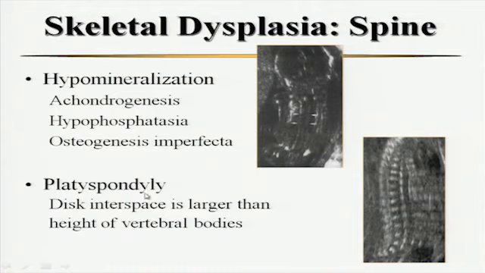Now the platyspondyly is when the disc interspace, so this space in between the vertebral bodies, is larger than the height of the vertebral bodies. So that's what you're looking at, because usually the space in between should be smaller than the height of the vertebral body. So you start to look at that. And then we look for the scapulas, because some of your abnormalities, like the camptomelic dysplasia, have a small scapula. So there's different things that you can look for to try to see what category it's going to fall into.